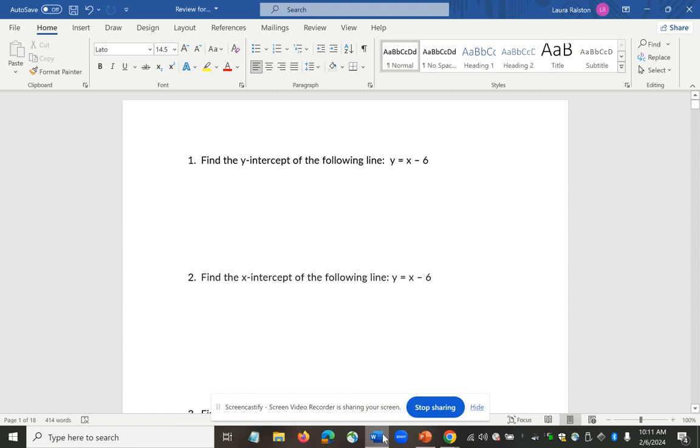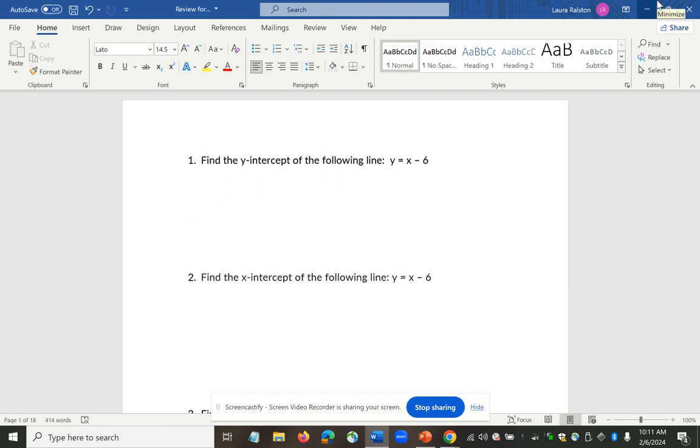This is the review for test 2 in Math 1111. So these are similar type problems, the same phrasing, the same type problems that you'll see on test 2 within Newton. And I'm going to try to work through these examples for you.